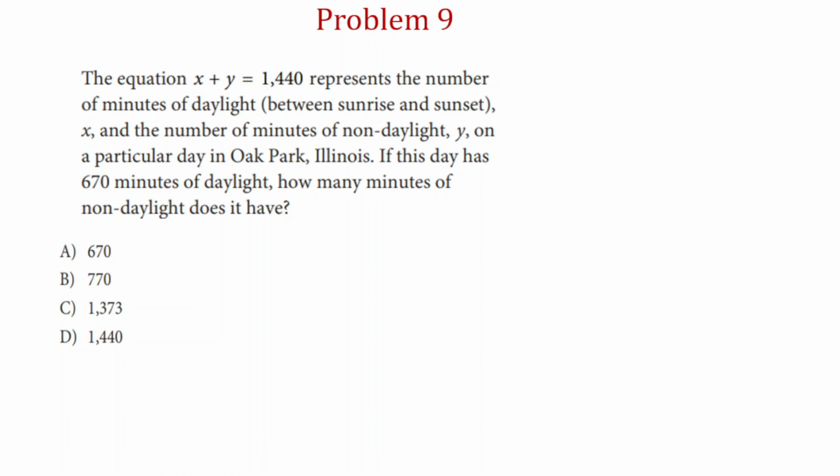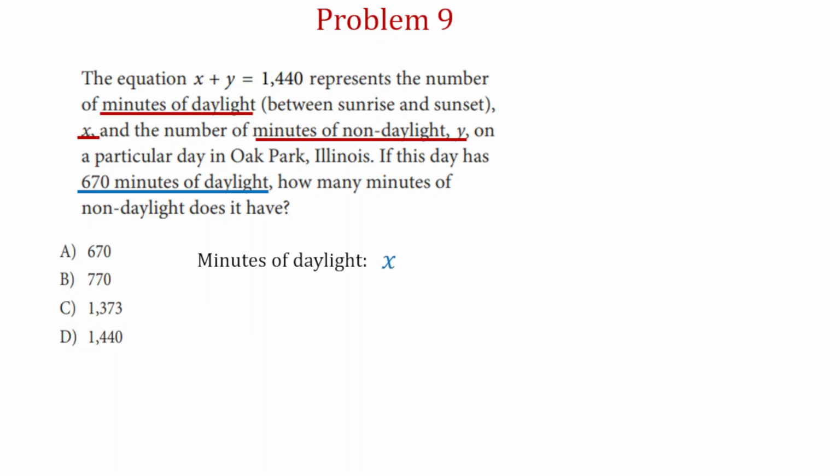Problem 9. The equation x plus y equals 1440 represents the number of minutes of daylight between sunrise and sunset, x, and the number of minutes of non-daylight, y, on a particular day in Oak Park, Illinois. If this day has 670 minutes of daylight, how many minutes of non-daylight does it have?